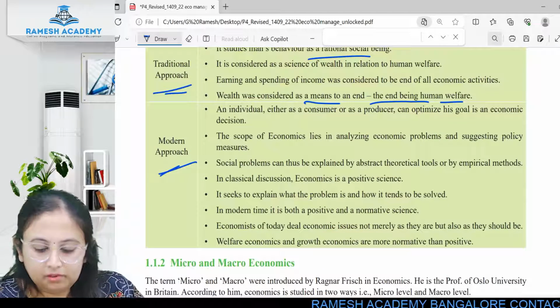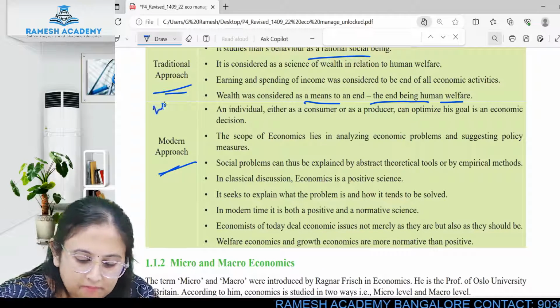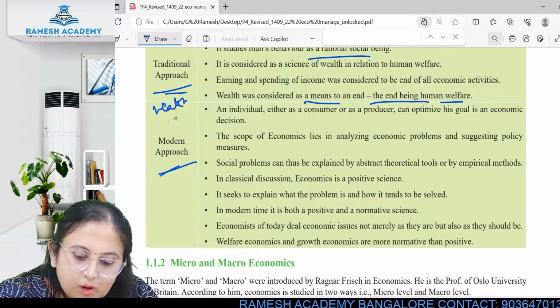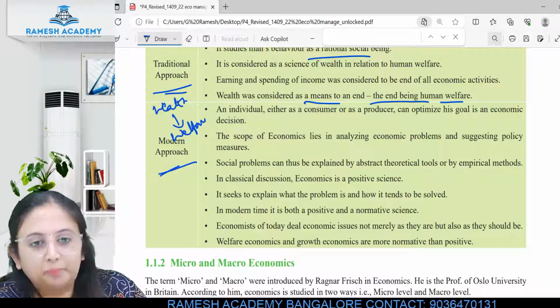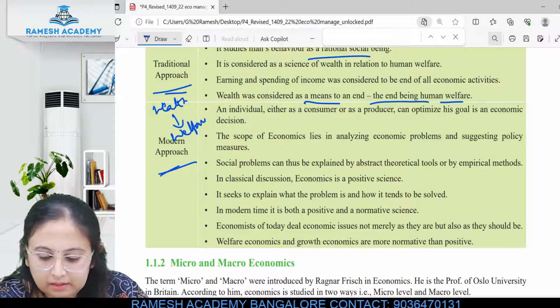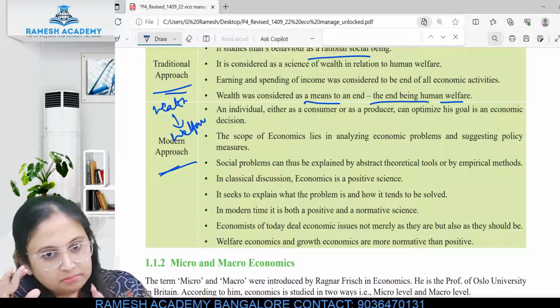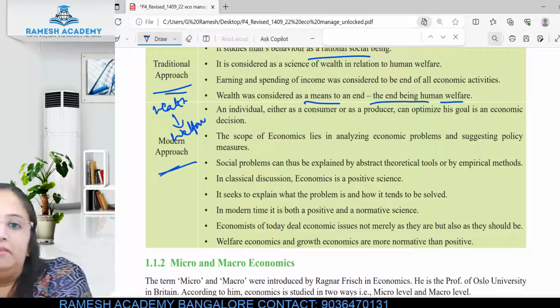See, in the traditional approach, wealth is important. With wealth, what is it that you are achieving? Ultimately you are moving towards welfare. That is what we study in the traditional approach. So wealth is a means to achieve welfare.